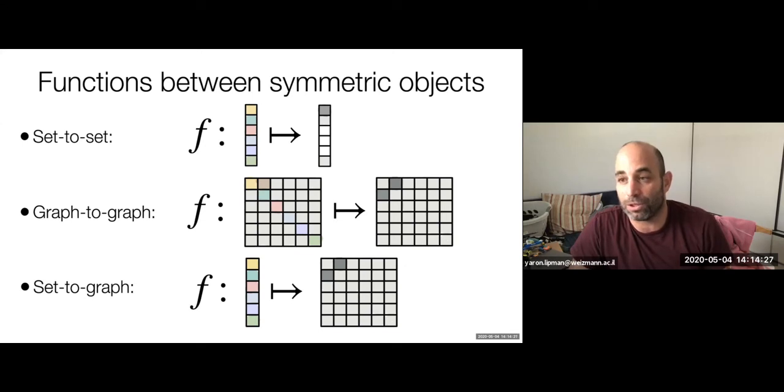But there is an important question here, which stems from the previous slides. We want to think about functions between the symmetric objects, but we represent them as functions between vectors or tensors, which are ordered creatures. So what exactly do we need to request from f to satisfy? What are the properties of f that would guarantee that although this function works between vectors, for example, or matrices, it actually is well defined between the symmetric objects, between sets and graphs?